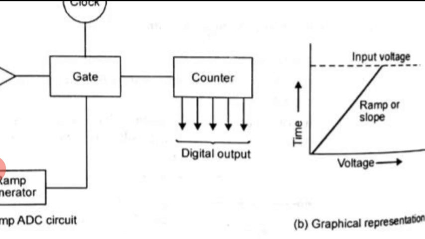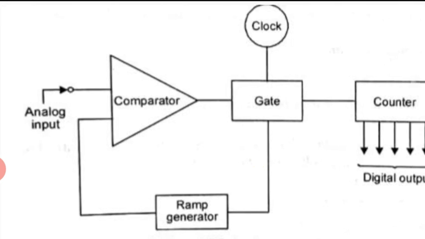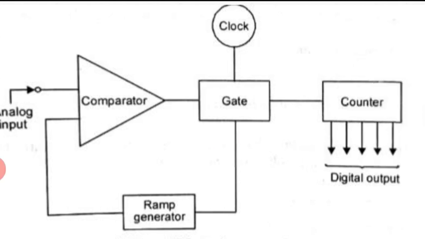Once again, I will conclude here. When the ramp voltage starts, it means the ramp voltage generator starts. The analog input is given and a gate is opened. The clock continuously supplies pulses, and the open gate starts a binary counter counting the regular pulses from the clock. So the counter starts counting.